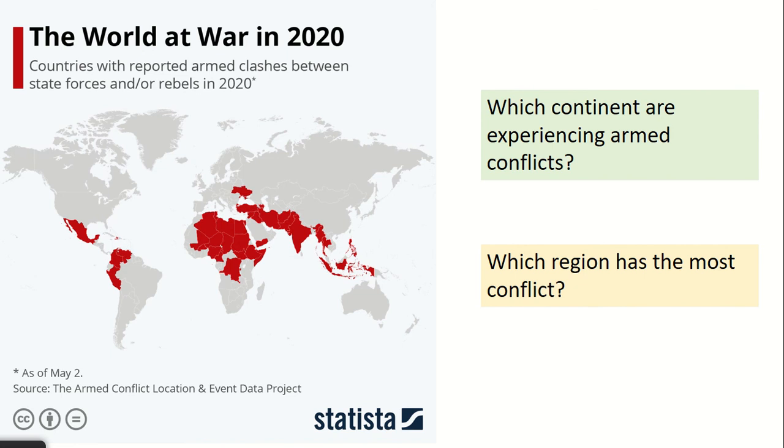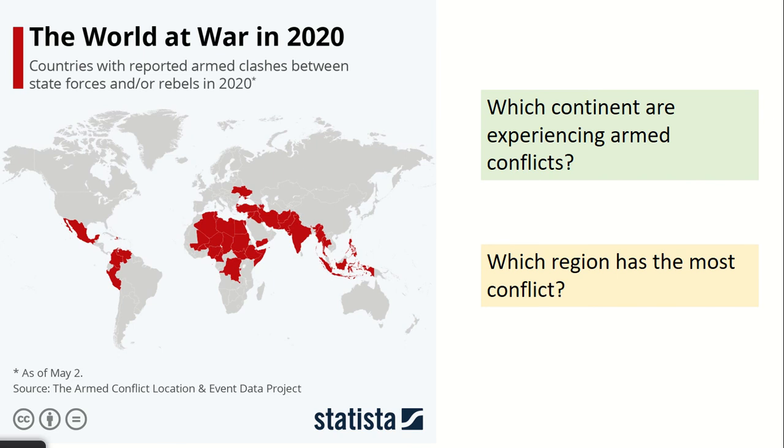Okay, hopefully you've had a go at those two questions. Well, the continents I can see are South America, Africa, the Middle East, and Asia as well. So all those regions have experienced conflict. You'll notice that armed conflict in Europe is not currently happening, with the exception of over here. This is Ukraine, and that was a big conflict between Russia and Ukraine.